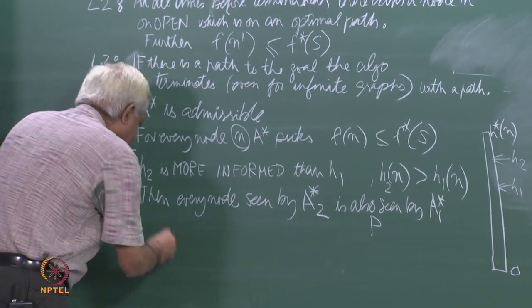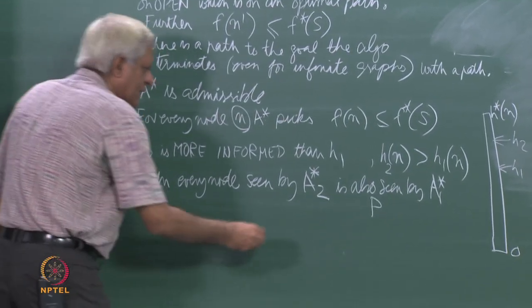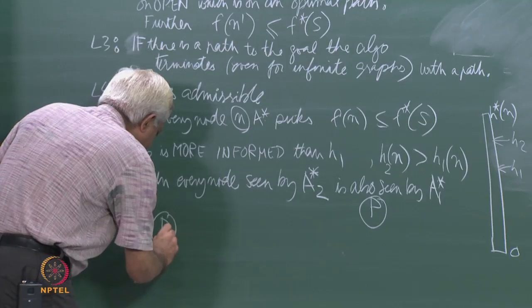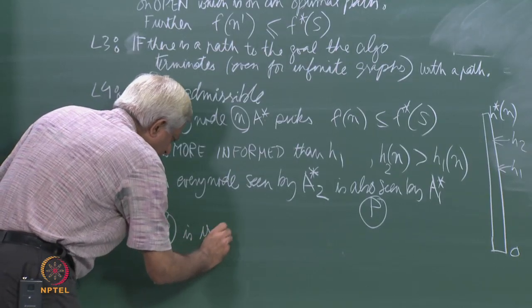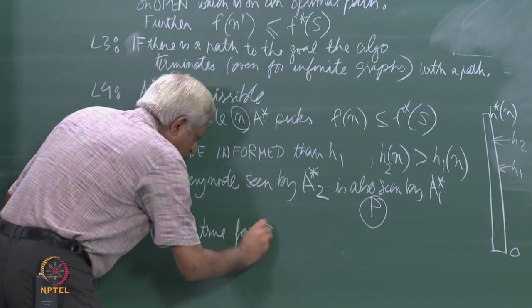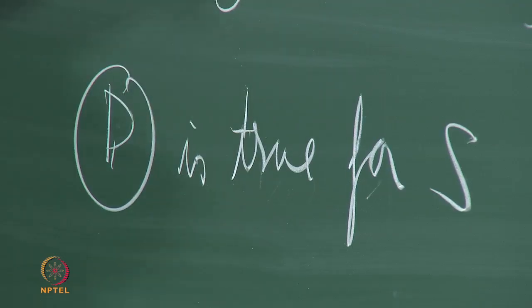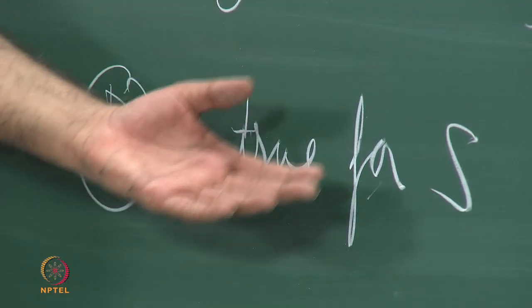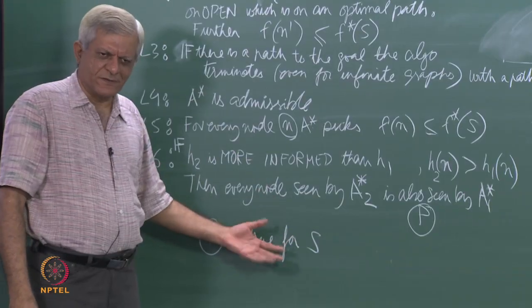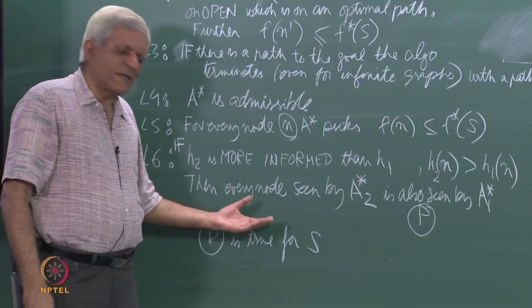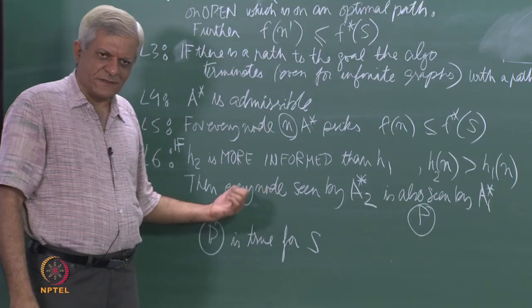So, we will call this statement P. P is true for S, which is the start node. We are just saying that if A2 sees the start node, then A1 will also see the start node, which is trivially true, because both the algorithms, A star always starts by picking the start node essentially.